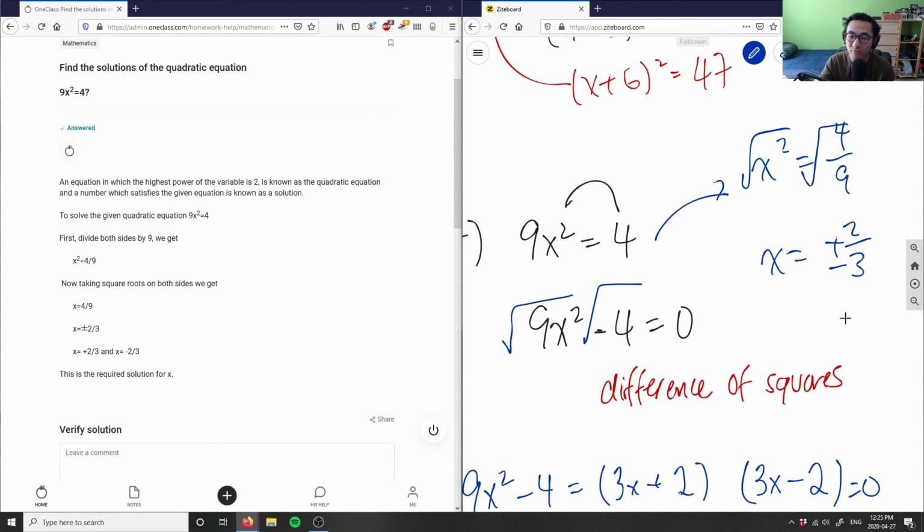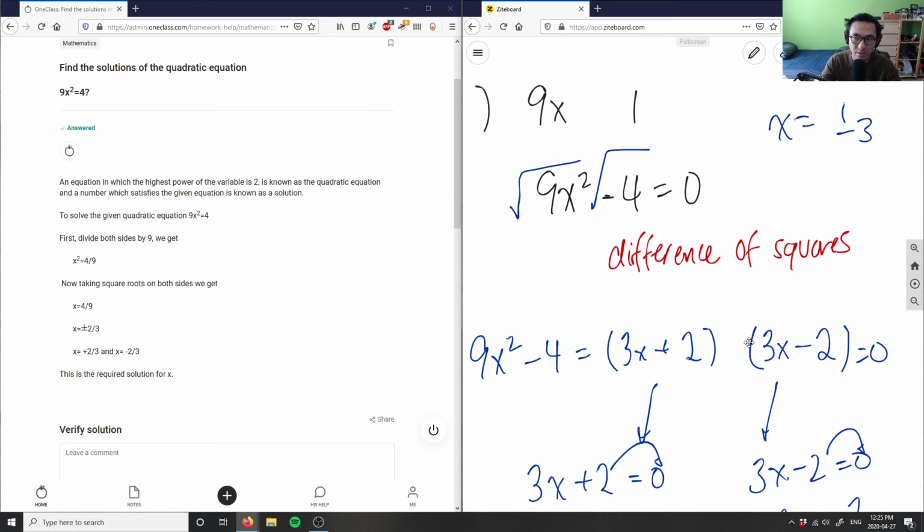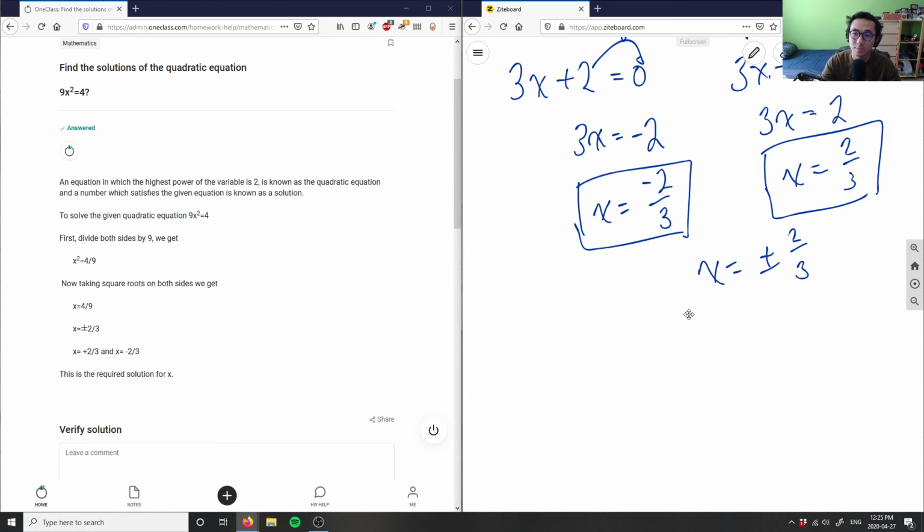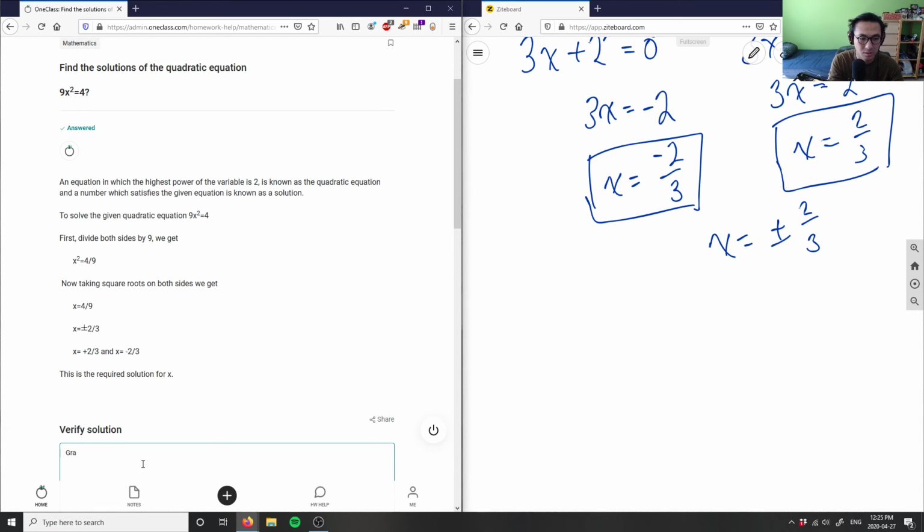So this solution, again, is probably even a faster solution than what I did here, but I solved for it based on difference of squares. They visualized it as algebra. It totally is fine. Honestly, both ways work as long as you get the same answer here. So this is plus or minus 2 over 3. So this here is a great solution and analysis.